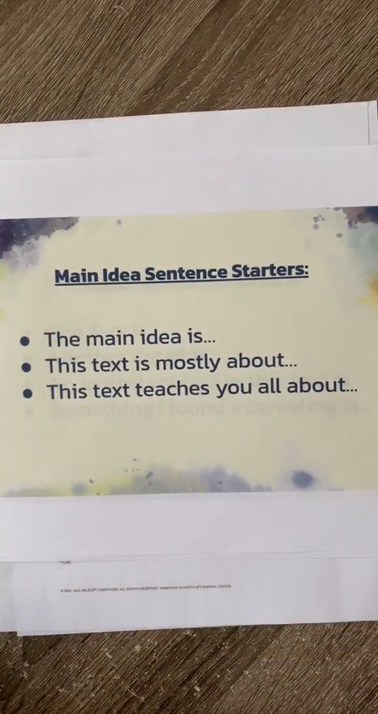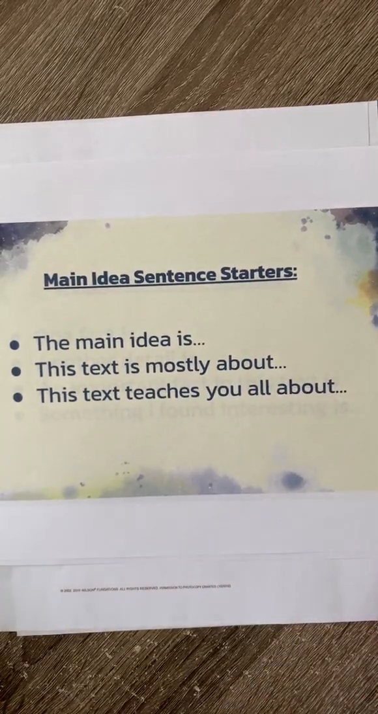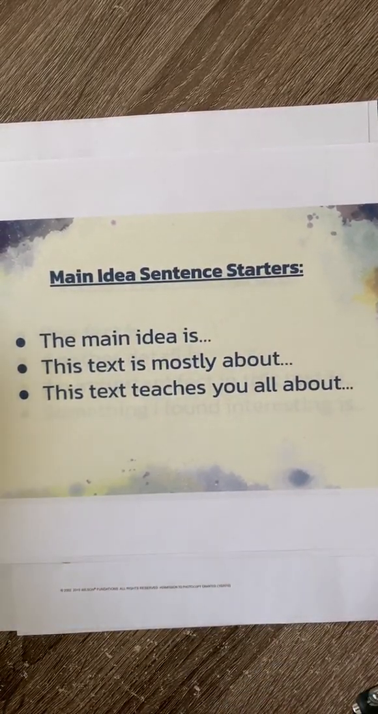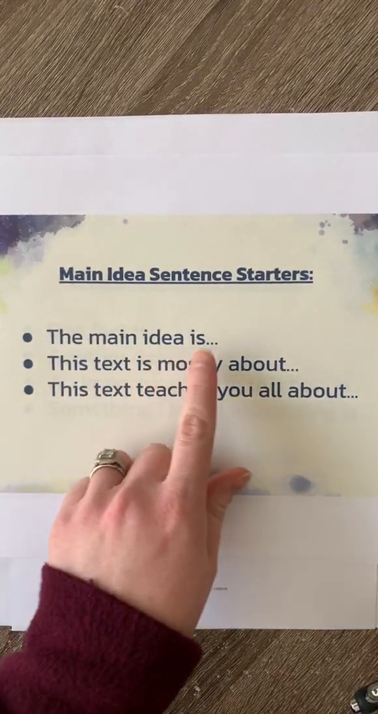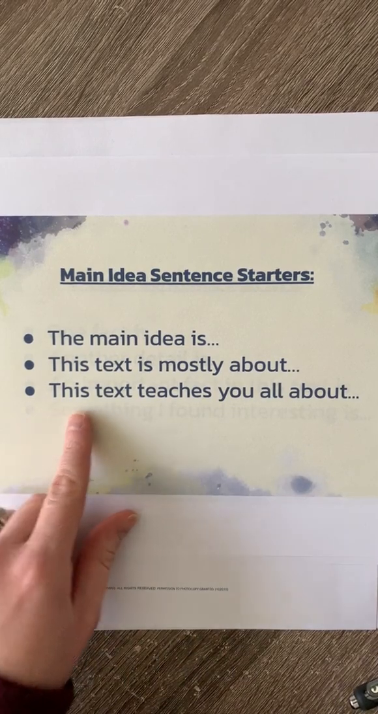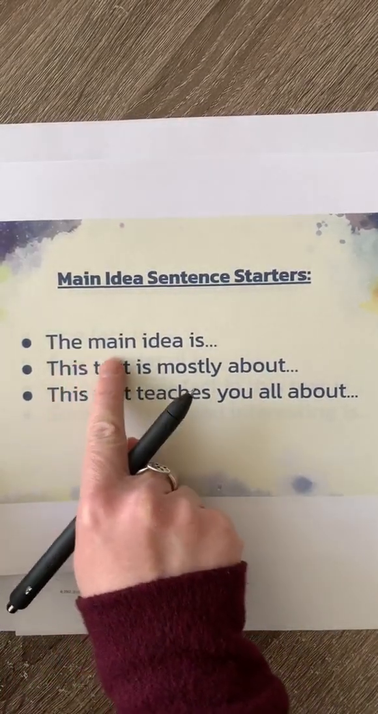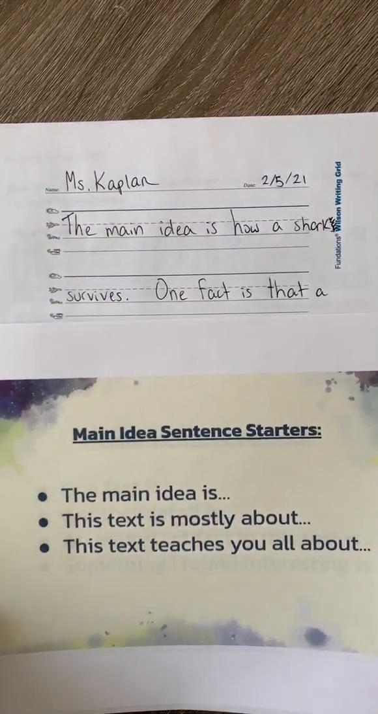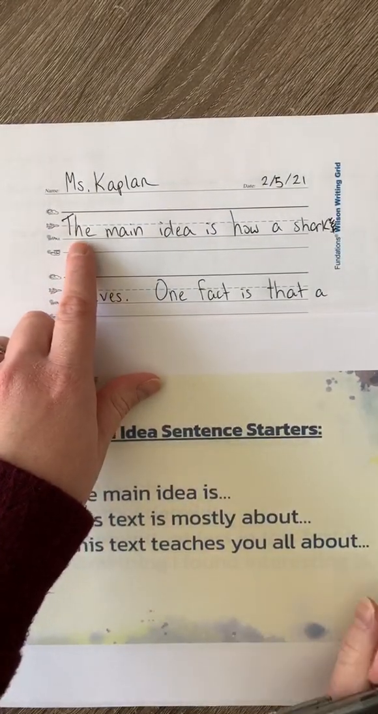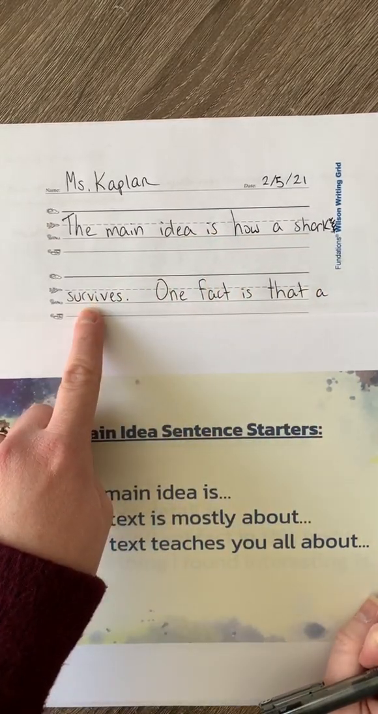When you do this today, you can think about some sentence starters that can help you. You'll start by thinking about the main idea and writing that in your own words. You can start that sentence with, the main idea is, this text is mostly about, or this text teaches you all about. I chose to use the main idea is. Here's the first sentence of my summary. The main idea is how a shark survives.